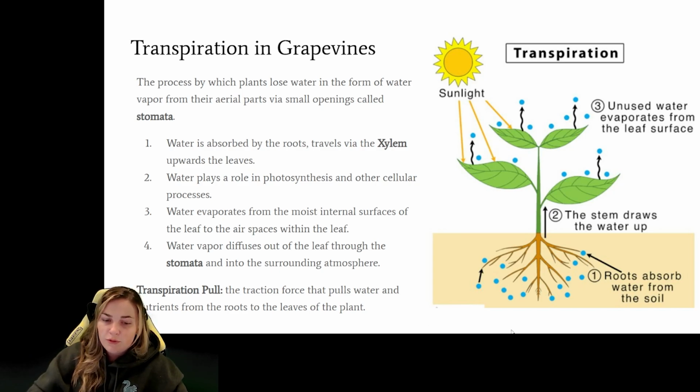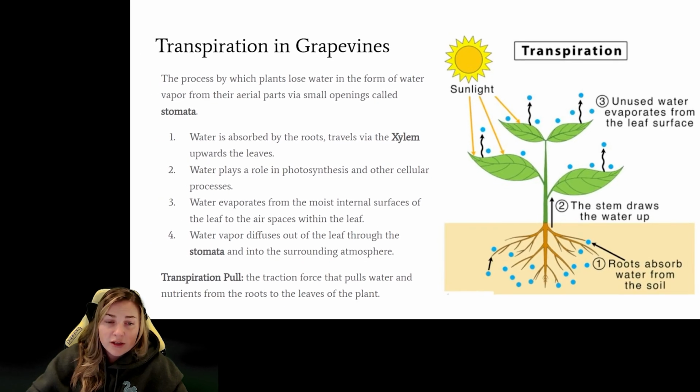Let me see if I can move my presentation here so you can see that. Sorry, my big head's in the way. There we go. Transpiration pull. So the traction force that pulls water and nutrients from the roots to the leaves of the plant, right?